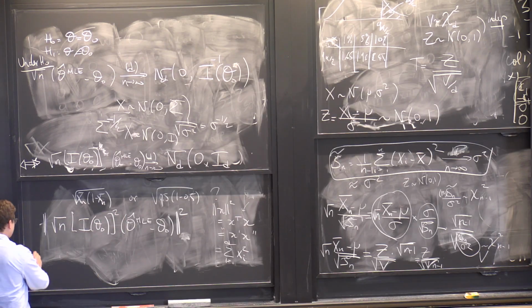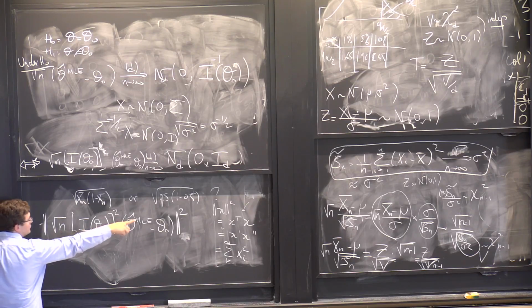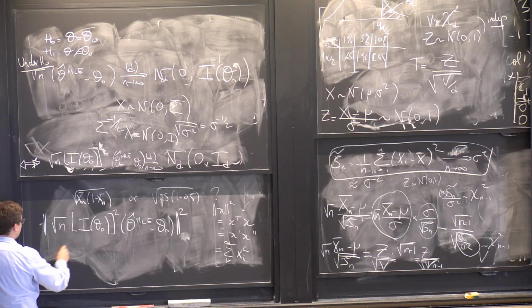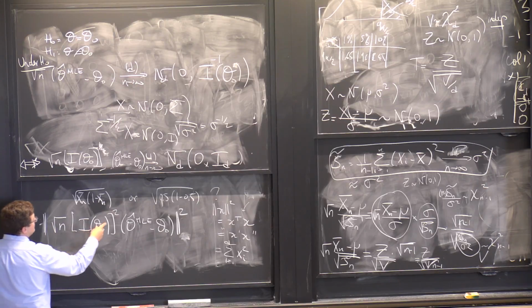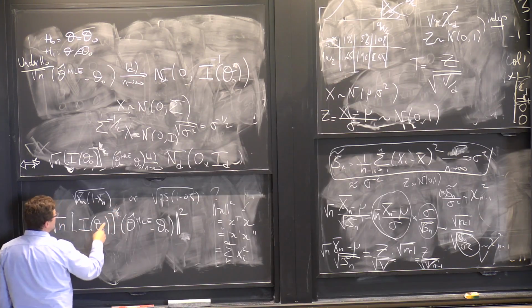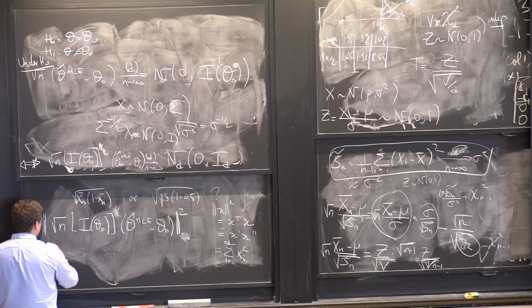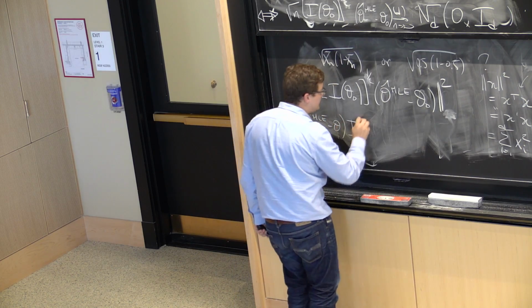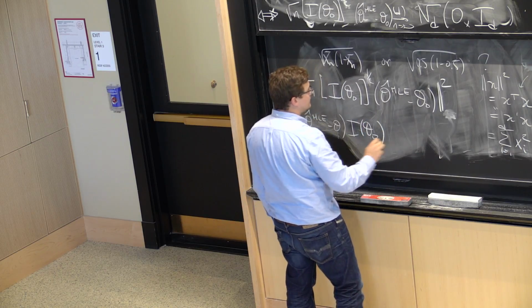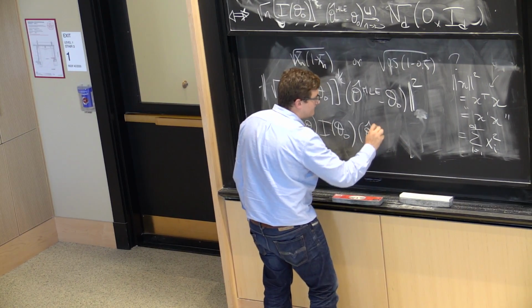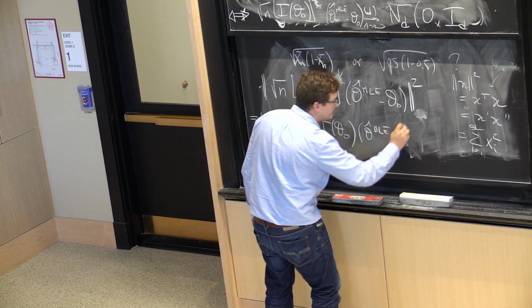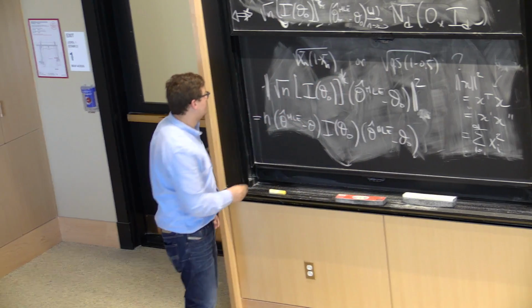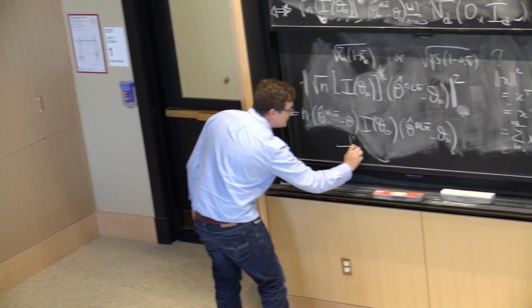And so when I write this, this is equal to, well, the square root of n is going to pick up the square. So I get square root of n times square root of n, so n. This guy is just 1/2. So 1/2 times 1/2 is going to give me 1. And so I get theta hat MLE minus theta, and then I have I of theta naught, and then I get theta hat MLE minus theta naught. And so this thing is my, by definition, I'm going to say that this is my test statistic Tn.